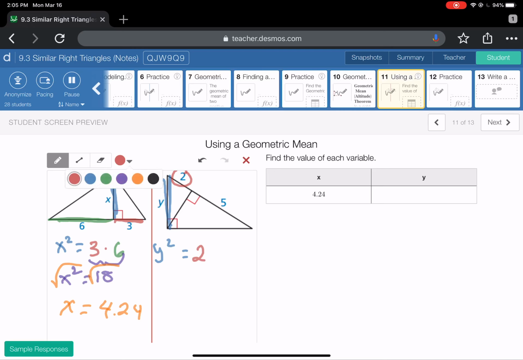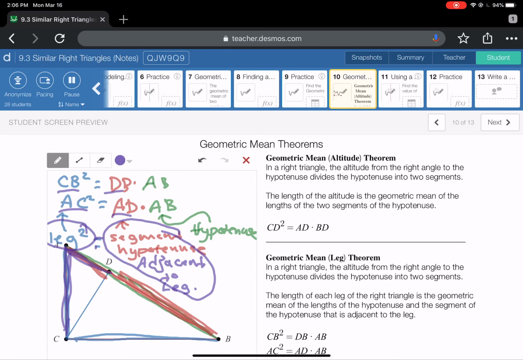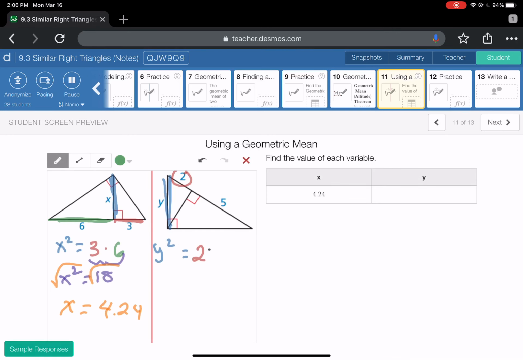Now, to clarify just a bit, let's say y wasn't there. Let's say y was here. Then instead of using 2 as our adjacent segment, we would use 5, because that's the one adjacent to y. But in this case, y is on this left leg, so we're going to use 2. We're going to multiply 2 times the hypotenuse. This is where you want to be careful with some of these problems, because we don't want to multiply this times 5, because 5 is a segment of the hypotenuse, not the entire hypotenuse. So our entire hypotenuse is 2 and 5, which is 7.